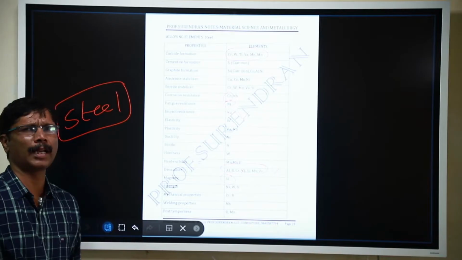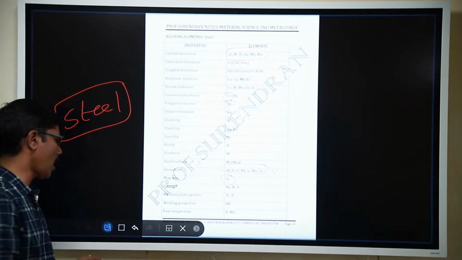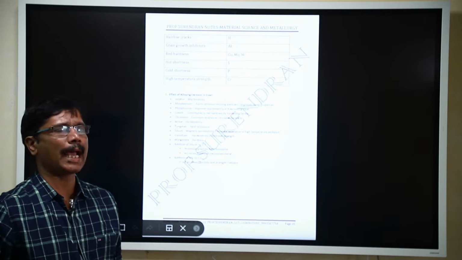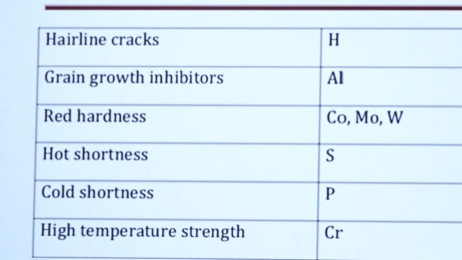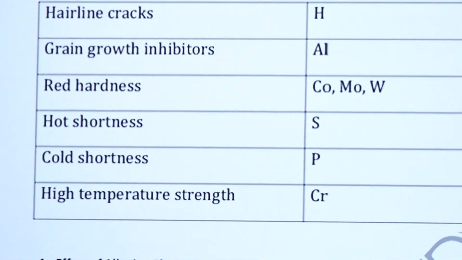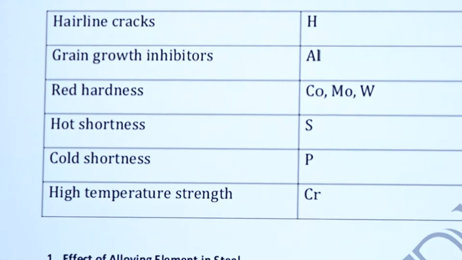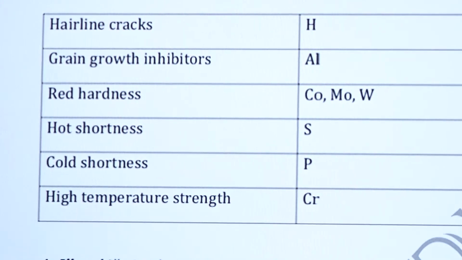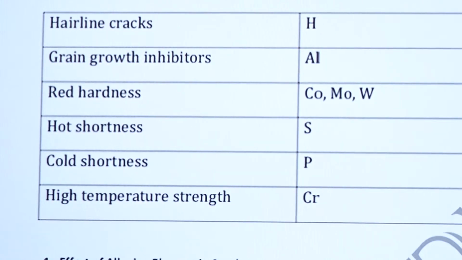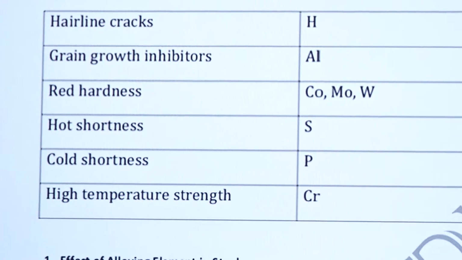For forced temperness, we can add boron or molybdenum. For hairline cracks, we can add hydrogen. For grain growth inhibitor, we can add aluminium. And for red hotness, cobalt, molybdenum, tungsten. For hot shortness, sulfur. For cold shortness, phosphorus. High temperature strength can be obtained by chromium.